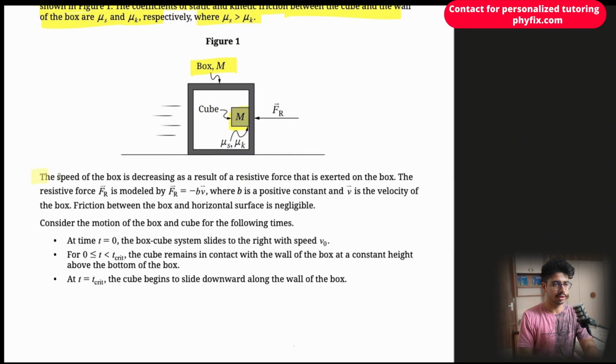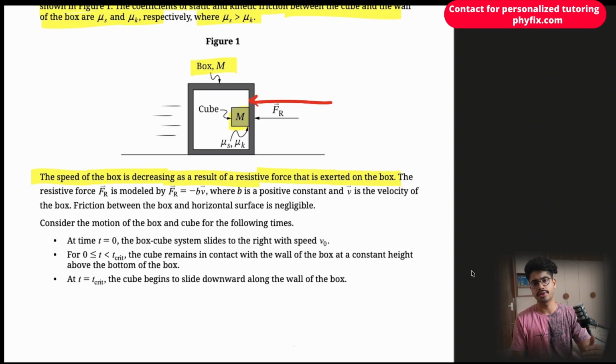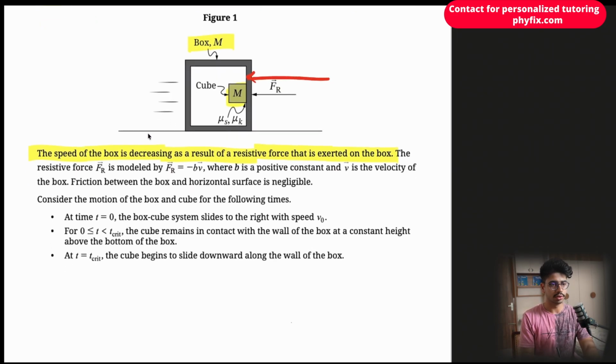Now, the speed of the box is decreasing as a result of a resistance force exerted on the box. So there is a resistance force acting in the opposite direction to the motion. That is how the resistance force works. The resistance force Fr is modeled as Fr equals minus bv, where b is some constant and v is the velocity of the block. The friction force between the box and the horizontal surface is negligible. So they ignored that friction force. There is no friction force.